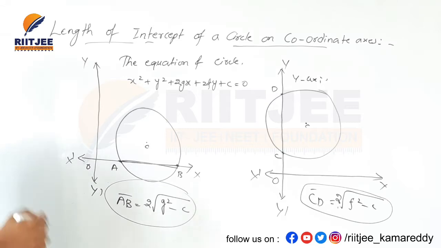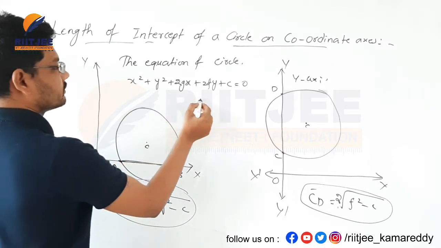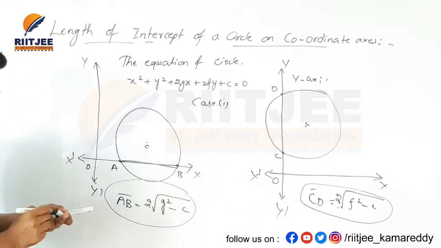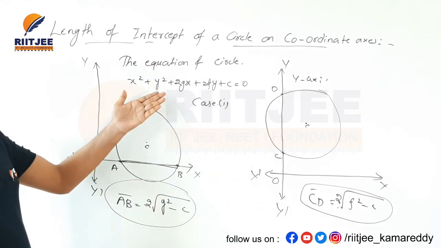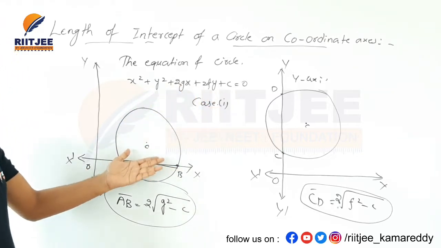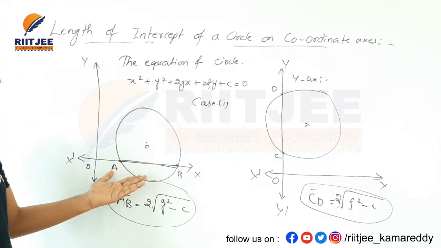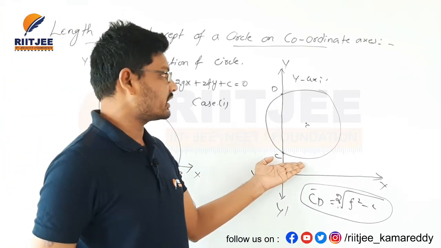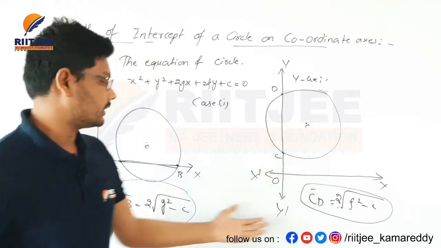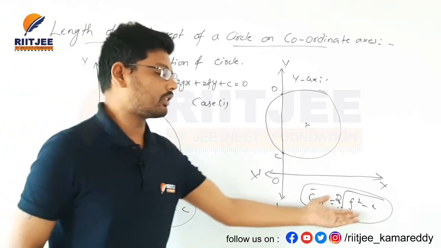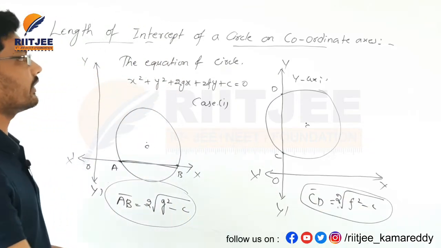Here three cases are there. The equation of circle is x square plus y square plus 2gx plus 2fy plus c is equal to 0. When a circle intersects the x-axis, we need the length of AB. When a circle intersects the y-axis, we need the length of CD. The lengths of AB and CD are 2 into square root of g square minus c and 2 into square root of f square minus c. This is all about the length of intercept of a circle.